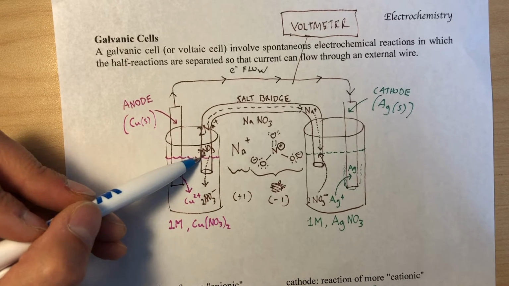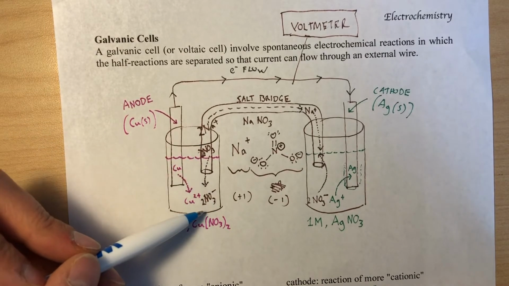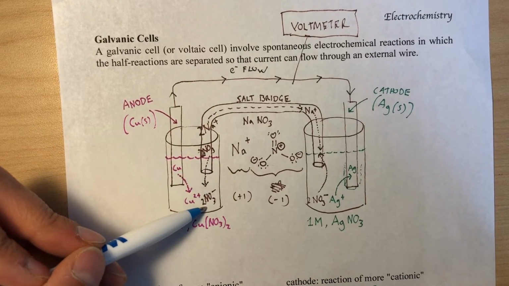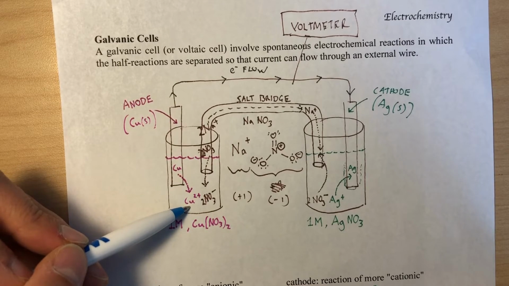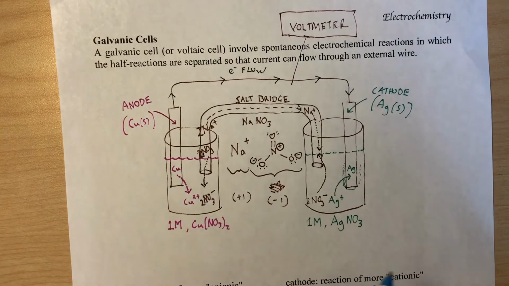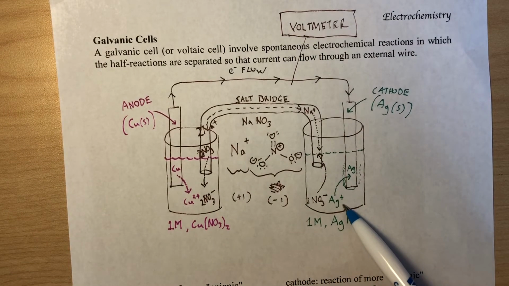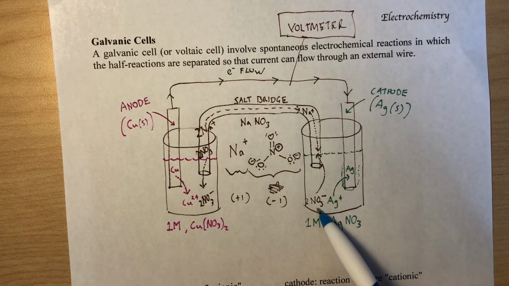So what happens is 2 equivalents of nitrate come out of the salt bridge to react and form a salt with the copper that's being produced. On the cathode side, where we are reducing silver, if we reduce silver and it starts precipitating out, we would have a buildup of nitrate in solution.